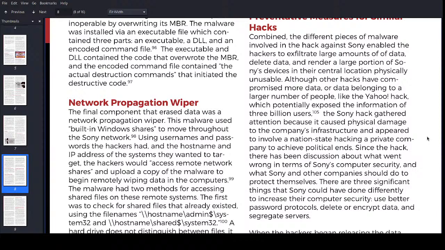Since the hack, there has been discussion about what went wrong in terms of Sony's computer security and what Sony and other companies should do to protect themselves. There are 3 significant things that Sony could have done differently to increase their computer security. Use better password protocols. Again, I said this before.